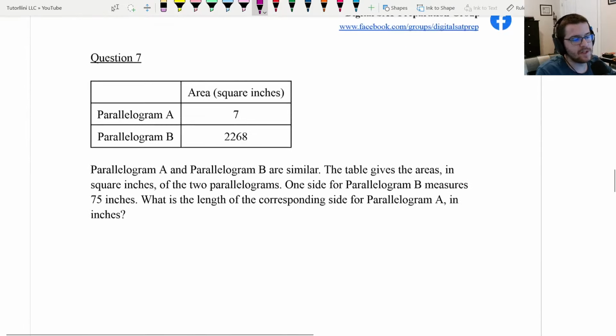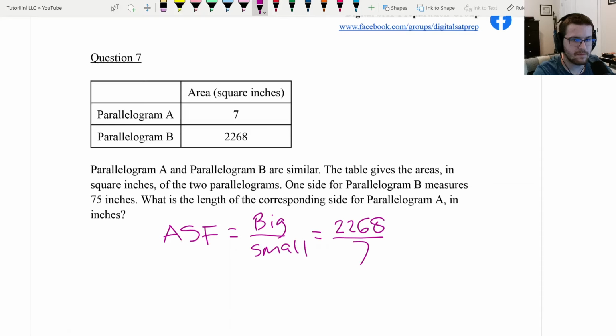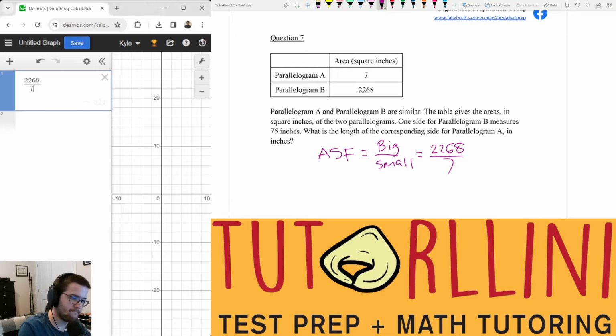Okay, these are some ones with the tables. These are areas, so we can deduce the area scale factor, which is equal to k squared, by doing big over small. So the big area is 2268. Small area is 7. I don't know what that is. Let's see what it is. 324.